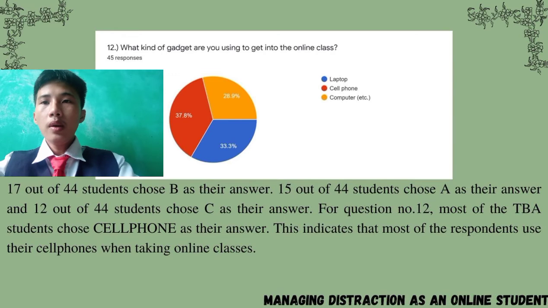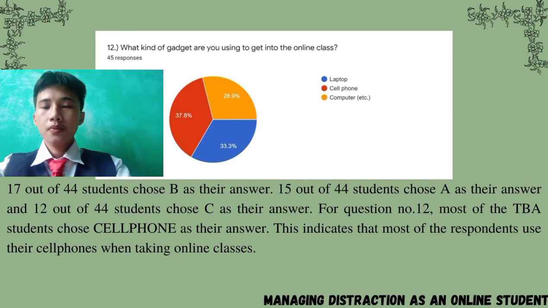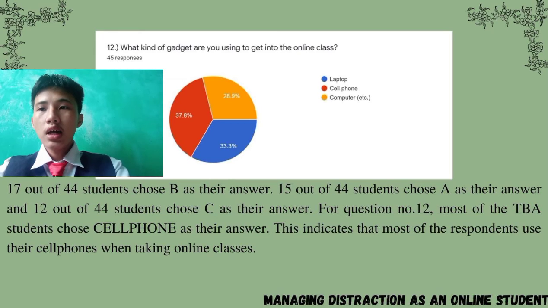For question number 12, what kind of gadget are you using to get into the online class? 17 out of 44 students chose B as their answer. 15 out of 44 students chose A as their answer. 12 out of 44 students chose C as their answer. For question number 12, most of the TBA students chose cell phone as their answer. This indicates that most of the respondents use their cell phones when taking online class.